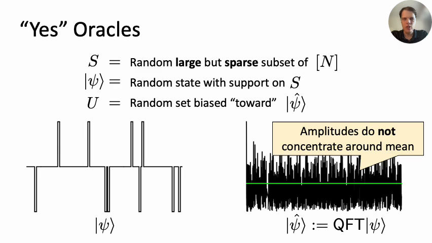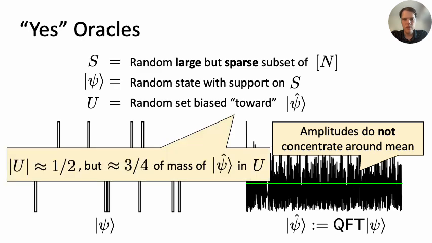And what this means is we can choose a random set U that is in some way biased toward the high amplitudes of psi hat. And the result is that we can choose U so that U is roughly 1/2 of the entire domain, but 3/4 of the mass of psi hat actually lies on U. So our oracle is going to be S together with this U.